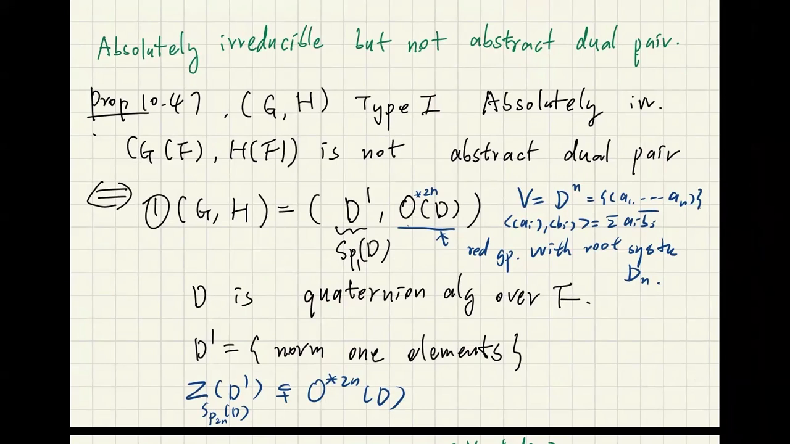Here you should take the skew Hermitian. How do I get a skew Hermitian form? I think it's fine to just multiply by i: a, i, b, i bar. So this is skew Hermitian. Okay, let me think about it. I will give you the answer next time.